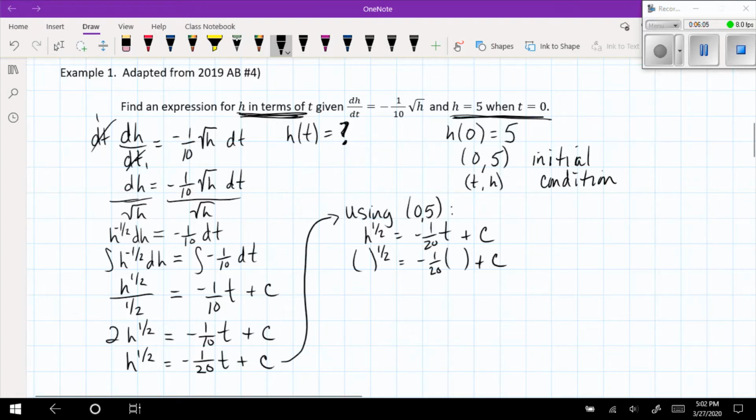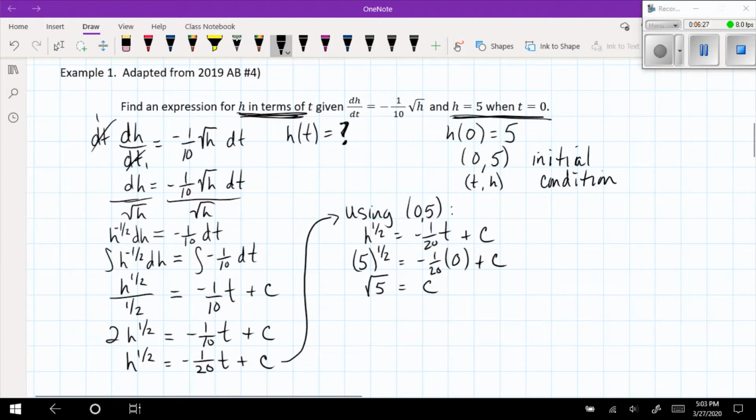So let's see, my t is 0, so I'm going to put a 0 in for t, and my h is a 5. I'm going to put 5 in here. I'm going to clean this up a little bit. 5 to the 1/2 is the square root of 5, which is equal to negative 1 over 20 times 0, which is 0, and then 0 plus c is just c. So c is the square root of 5.